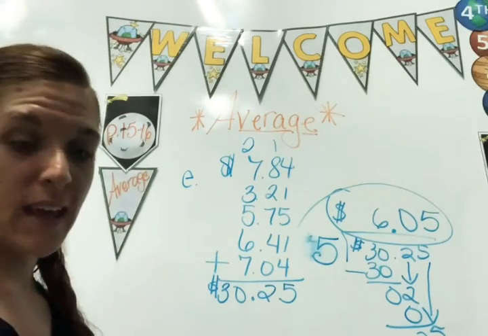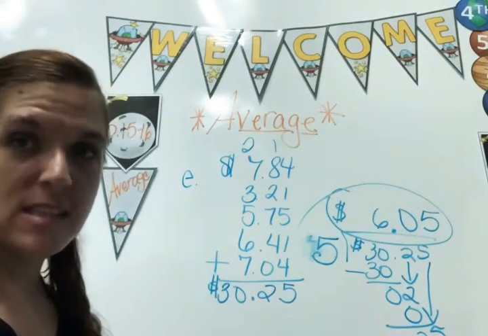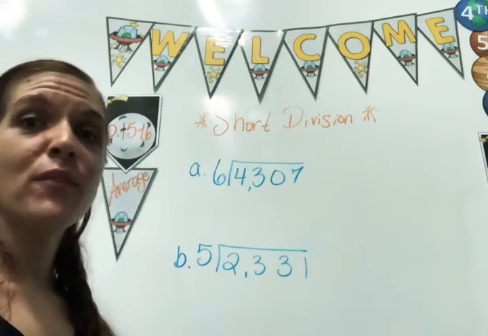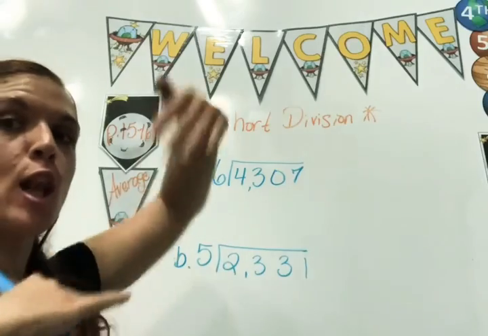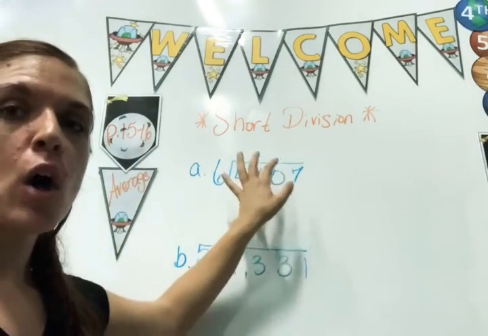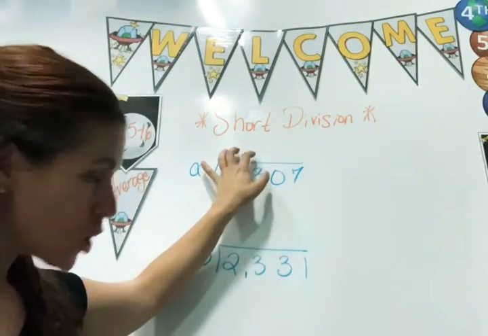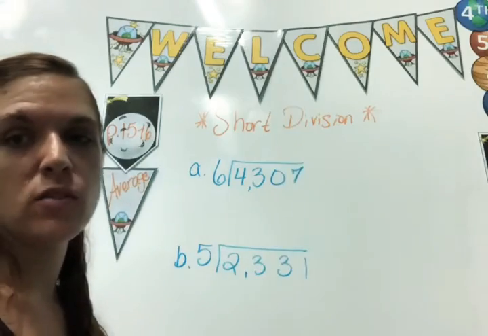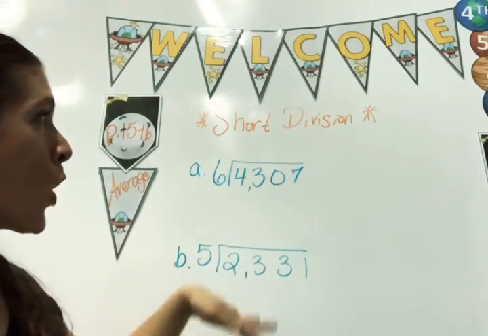$6.05. Okay. Turn over to page 16. We got some cool thing I'm gonna show you. Okay guys, did you know that not every division has to take this long procedimiento, this long process? That's why we have something called, on page 16, short division. Okay, short division. I'm gonna show you how to do something short without taking up all this room.